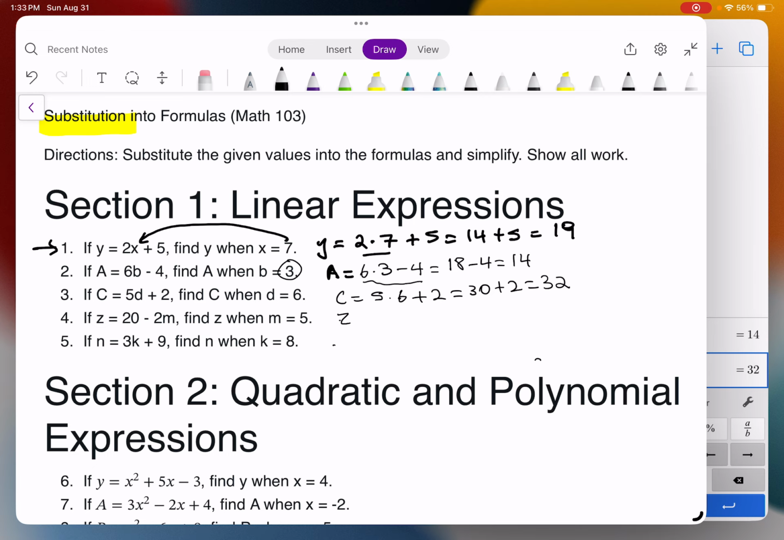We get z equals 20 minus 2 times 5, with 5 going in place of m. We get 20 minus 2 times 5. Multiplication goes before subtraction, so multiplication, 2 times 5 is 10, and then 20 minus 10, we get 10.